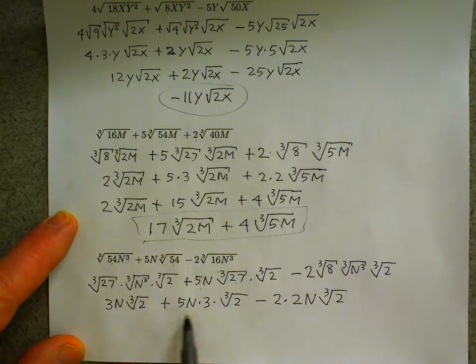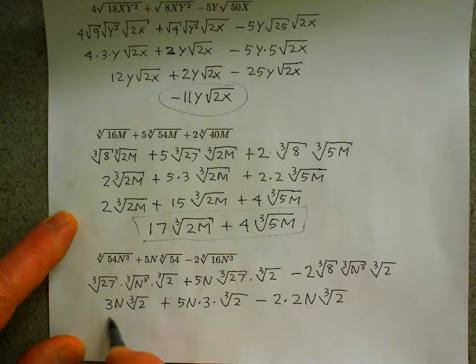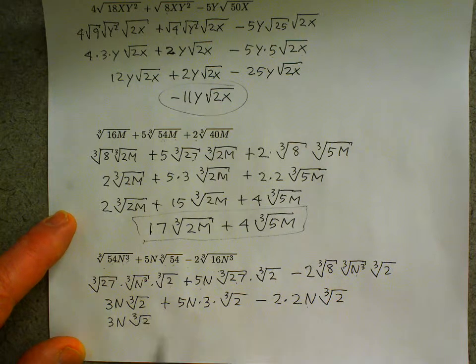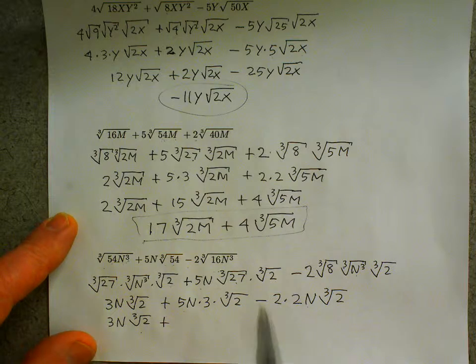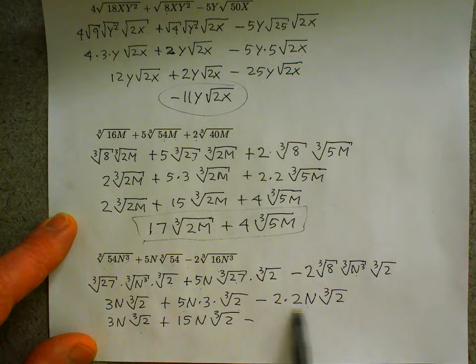So we'll simplify the three terms. This one is already simplified, 3n times the cube root of 2, and then 5n times 3 times the cube root of 2. That simplifies to 15n times the cube root of 2. And then minus 2 times n times the cube root of 2. That becomes minus 4 times n times the cube root of 2.